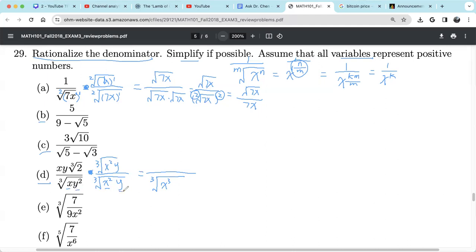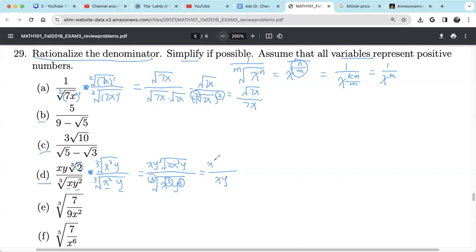Y squared times y, that's y cubed. The numerator, let's just write xy cubic root of, I have 2 here, I have x squared y. So 2x squared y. Now the denominator, let's check. We have x raised by 3, index 3. 3 over 3 becomes 1. Y raised by 3, index 3. 3 over 3, that becomes 1. So now just xy in the denominator.